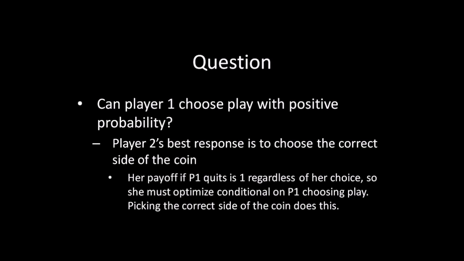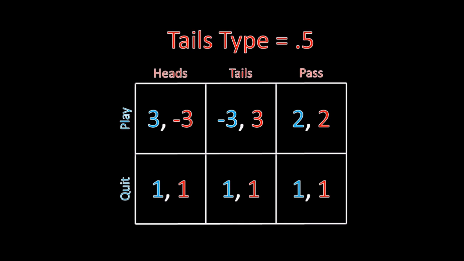Now, there's a slight trip up here because this is ruling out any sort of positive probability of choosing play at all. But the reason that this logic works, even though player 1 might be quitting some of the time, is because if we look back at the payoff matrix, this is again for the tails type, but it doesn't matter whether it's the heads type or the tails type. If player 1 quits, player 2 gets a payoff of 1 guaranteed. So it doesn't matter what strategy she uses under those circumstances, which means if player 1 is playing play with positive probability, then her best response is going to be whatever is the best response to play, regardless of how small of a chance it is that player 1 is choosing play.